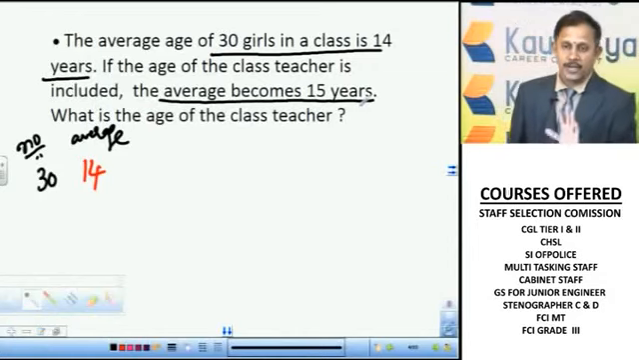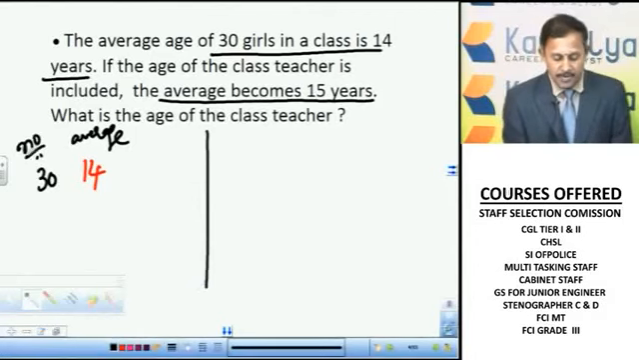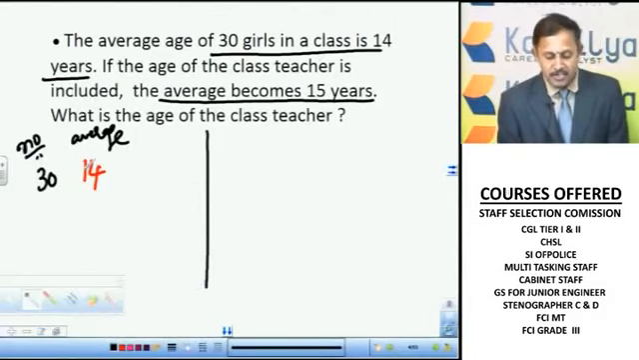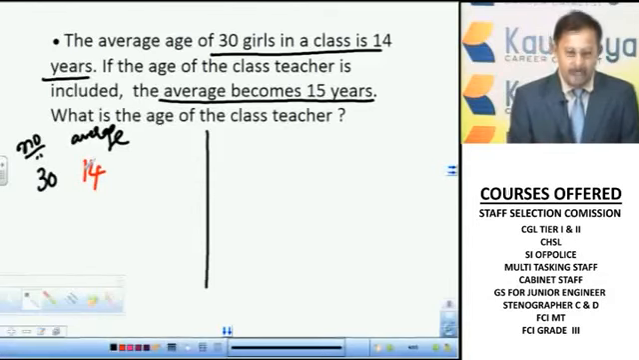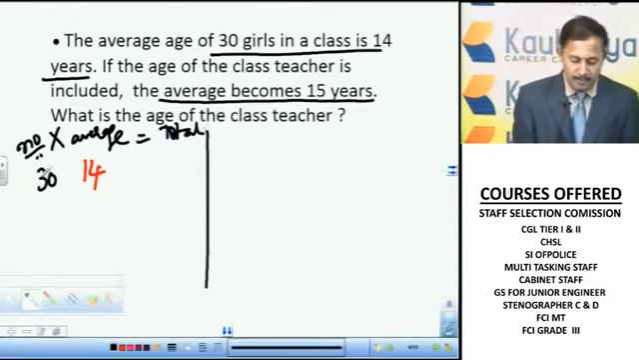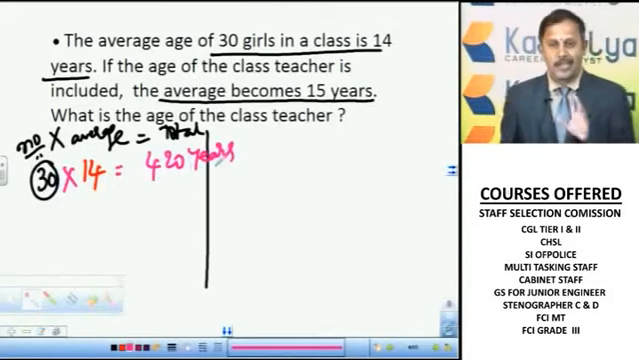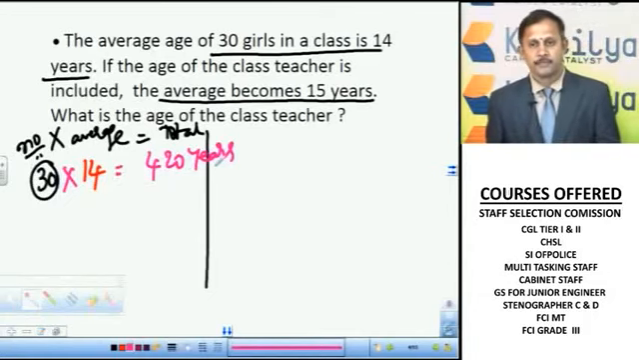Friends, there are two techniques available to attempt this problem. I will give the first technique to you. The number of girls is 30 and their average is given as 14. As we discussed earlier, number into average gives the total. So 30 into 14 is 420 years, that is the total age of all the students together, right?